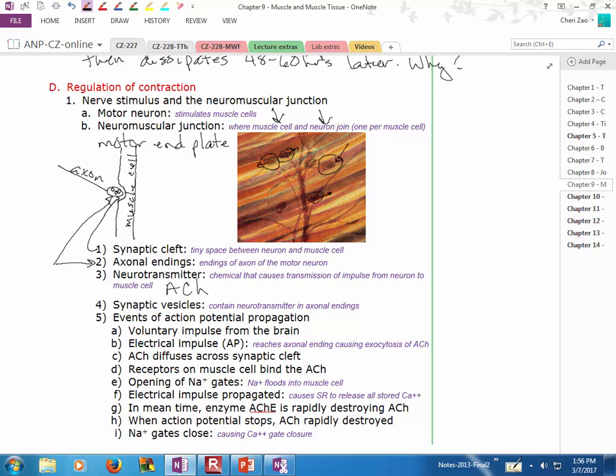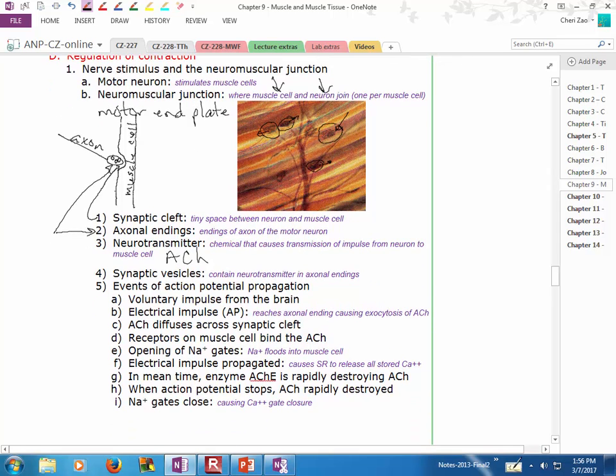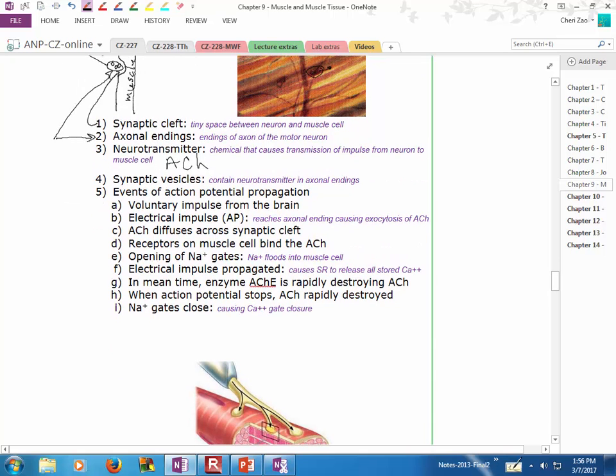And now we're going to actually have, in this sequence, the events of an action potential or AP propagation, which is basically the nerve cell firing and stimulating the muscle cell. So AP propagation. Okay, so you want to move a skeletal muscle. The impulse comes from the brain because that's why it says voluntary. When you see voluntary, you think skeletal muscle. That electrical impulse, which is our action potential, reaches the axonal ending, causing exocytosis of acetylcholine into the synaptic cleft.